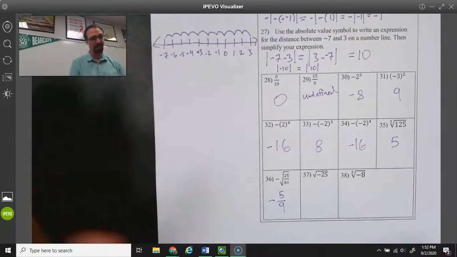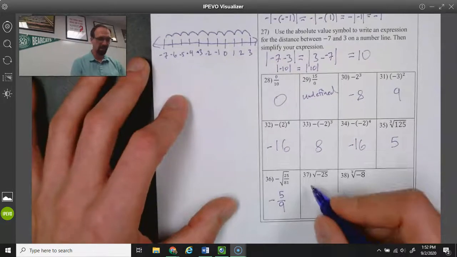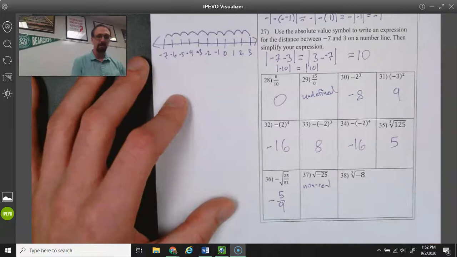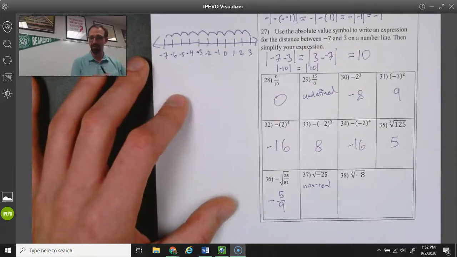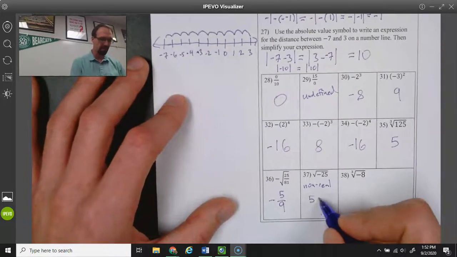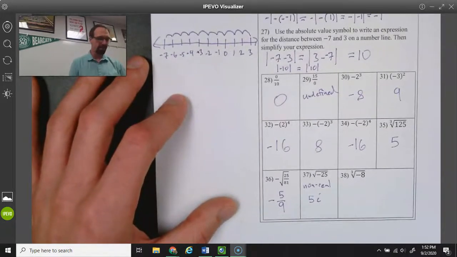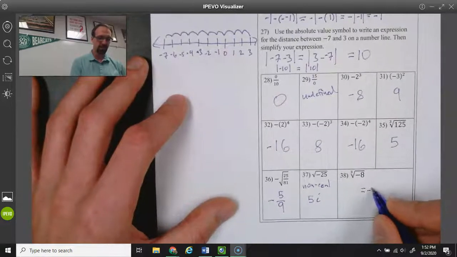Square root of negative 25. This gets into imaginary numbers, which you may or may not remember. So non-real is sufficient because we've just talked about real numbers. However, if you remember them from an earlier section, 5i would be what the answer would be if we were talking about imaginary numbers. And then the cube root of negative 8 is negative 2.